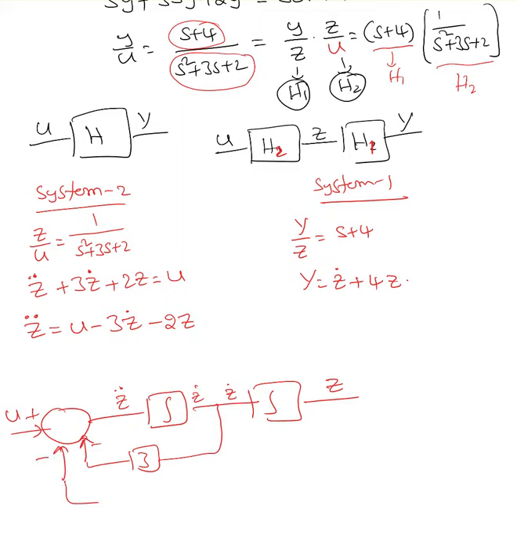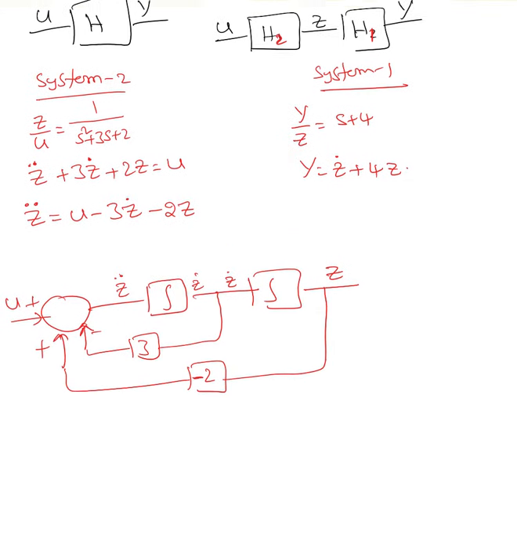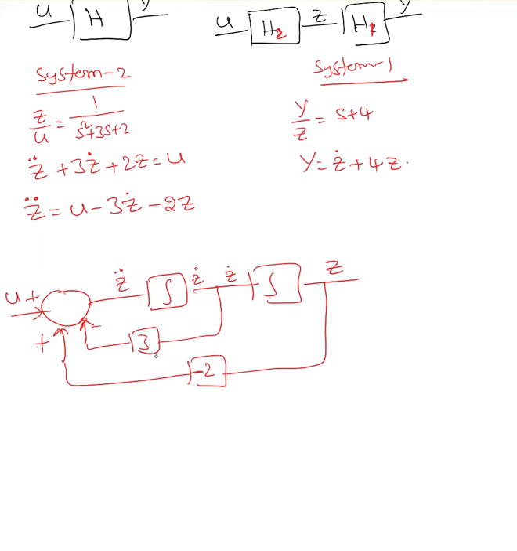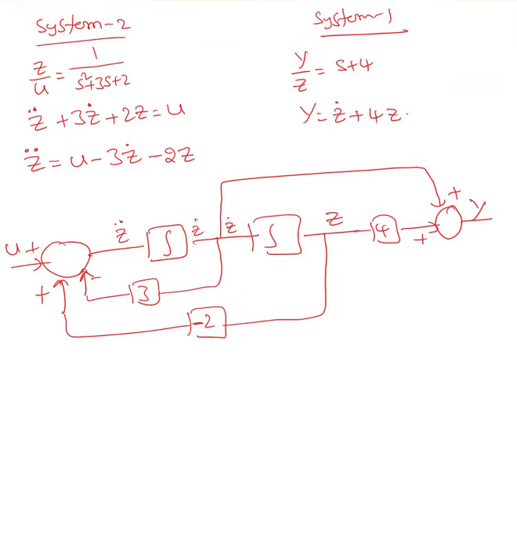It doesn't matter where you put your minus. If needed, you can do this as plus and put the minus 2. It's not going to make any difference, but it's a good way of keeping the minus there. Now I'm going to look at the first one here. So system 1, to get y, I have two terms: z dot, that's positive, and 4 times z, that's also positive. So that's how we'll end up getting y.